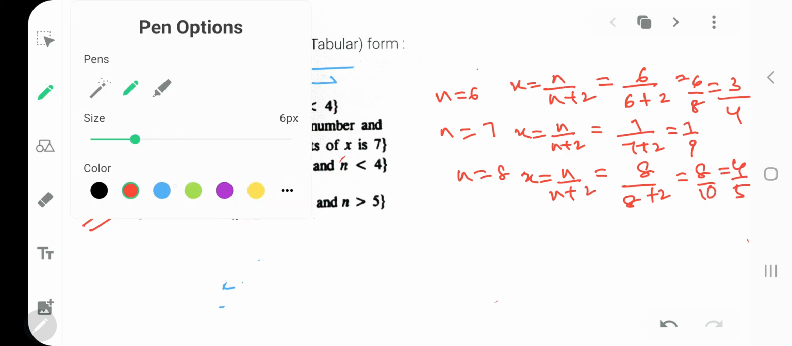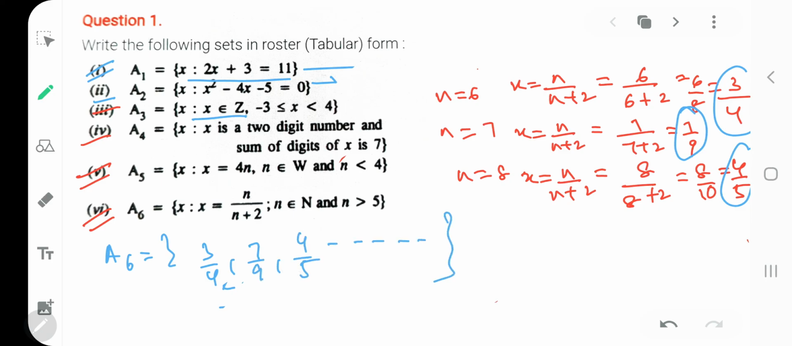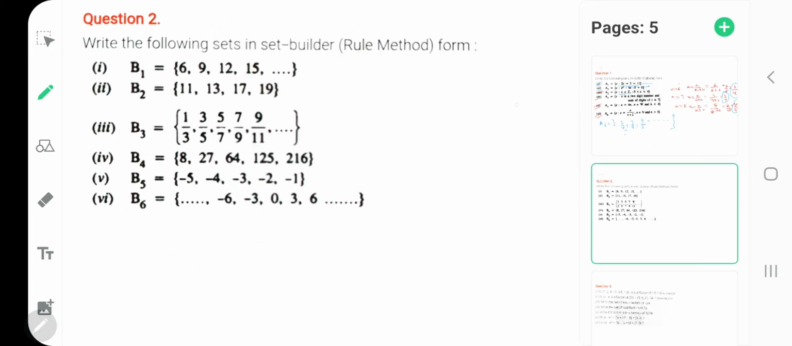So you have seen which are the fractions here. 3 upon 4, 7 upon 9, 4 upon 5. So I will say that the elements of your A6 will be equal to 3 upon 4, 7 upon 9, 4 upon 5 and so on till infinity. Clear? Okay, let's jump on to next.